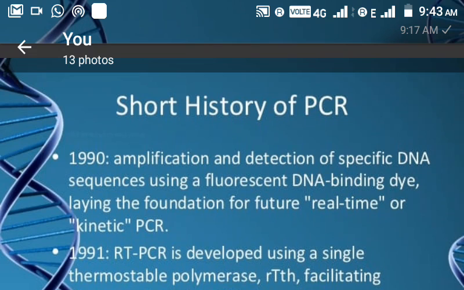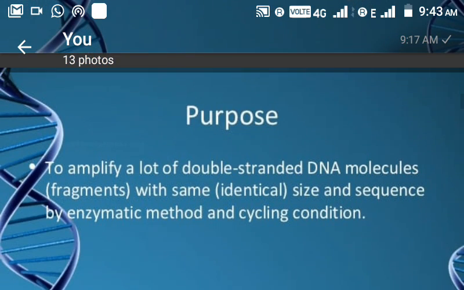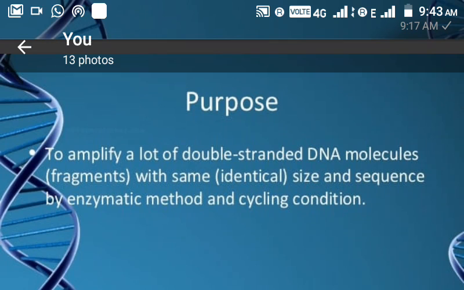In 1993, Dr. Kary Mullis shared the Nobel Prize in Chemistry for conceiving PCR technology. This is also an important point you need to remember: when Kary Mullis got the Nobel Prize. Okay, so this is a brief history of PCR, how it developed and who developed it. Now, purpose. What is the purpose of PCR?